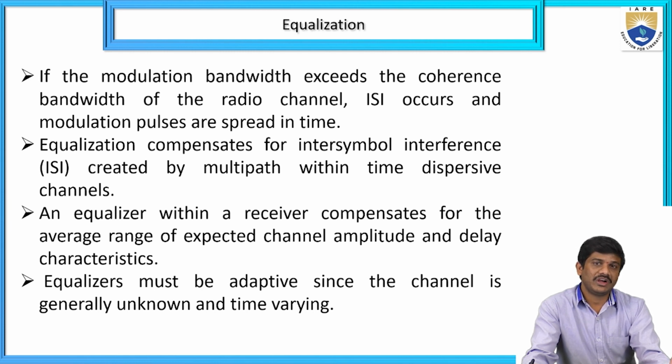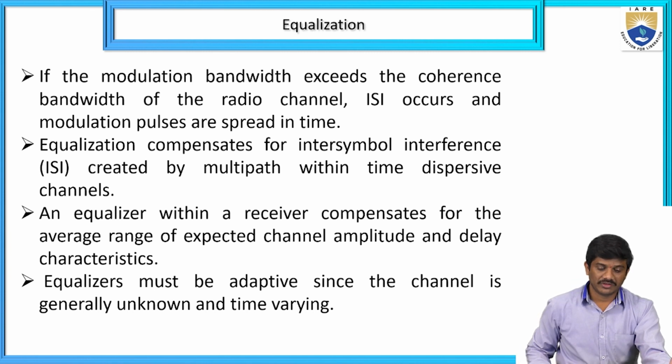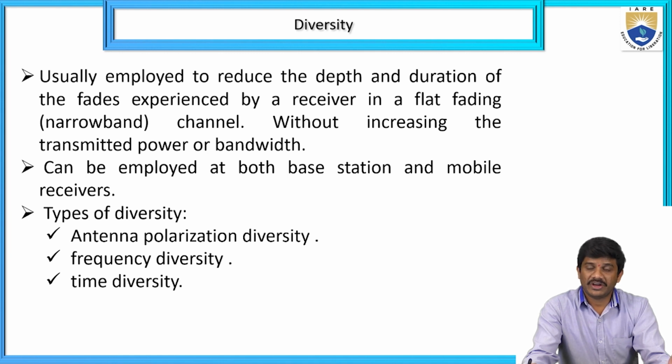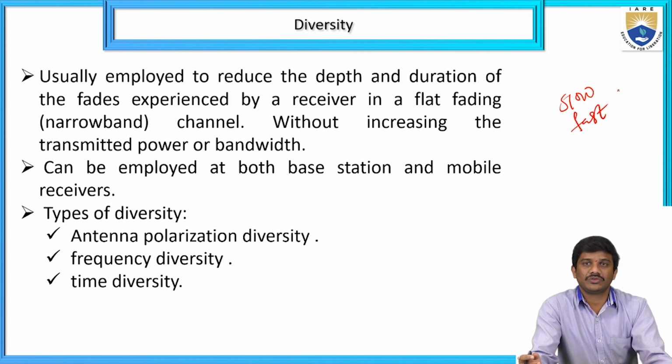Mainly it deals with the intersymbol interference created by the multipath, which we compensate with equalization. It can also reduce the depth and duration of the fades experienced. Fades experienced means we have slow fade and fast fade, that is, large scale and small scale. Without increasing the transmit power, we can increase the link performance, and it can be employed in both base station and mobile receivers.